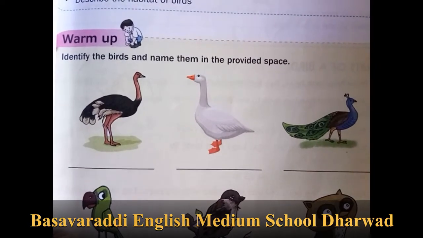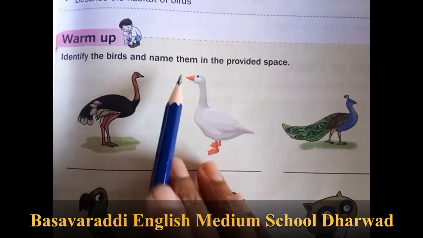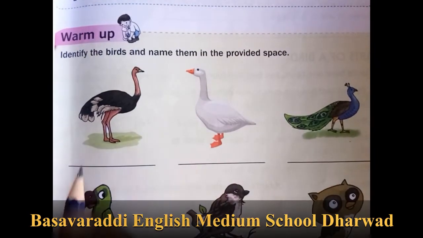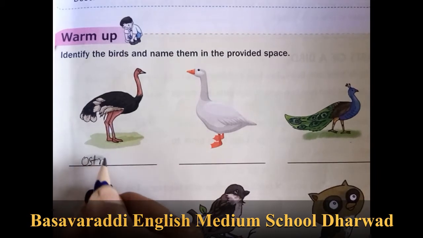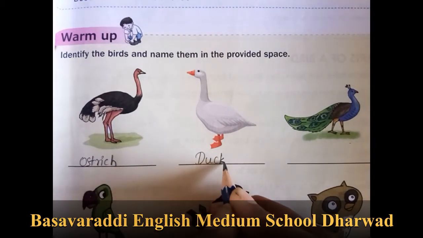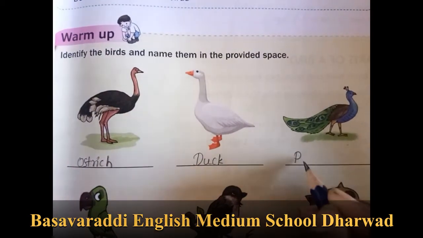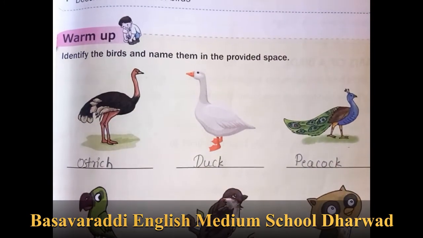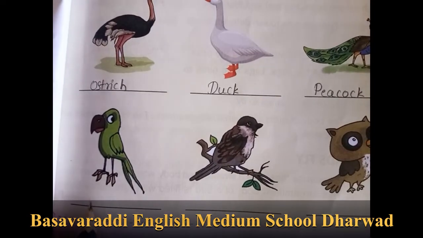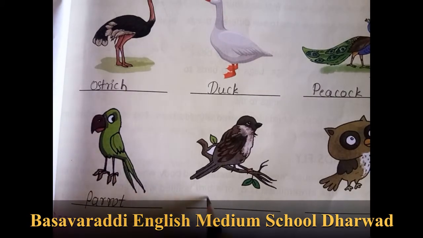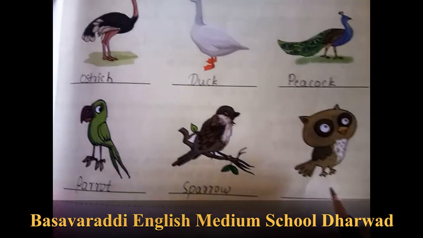Okay, in the warm-up activity, identify the birds and name them in the provided space. Okay, the first one, ostrich. Second one, duck. Third, peacock. Fourth, parrot. Fifth one, sparrow. Sixth one, owl.